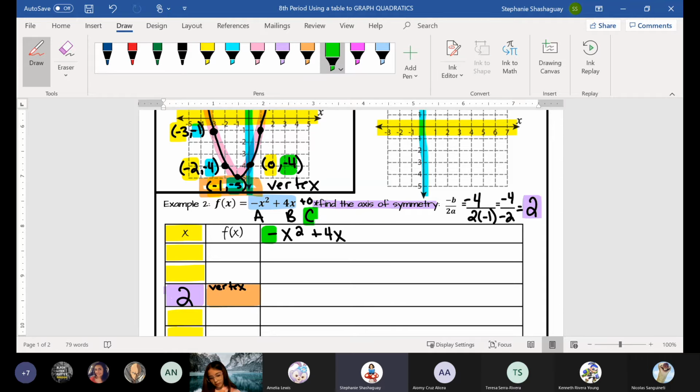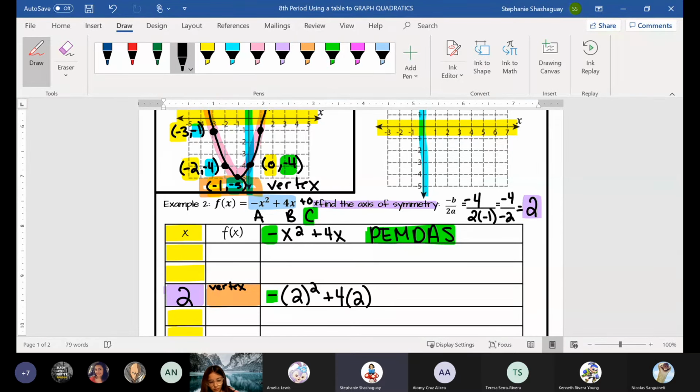So my equation is negative x squared plus 4x. Now, we have to remember that this negative is being multiplied by that x after the exponent, which is why our order of operations is important here. Because when we write this out and we fill in that 2 for our input, we're going to have a negative 2 squared plus 4 times 2.